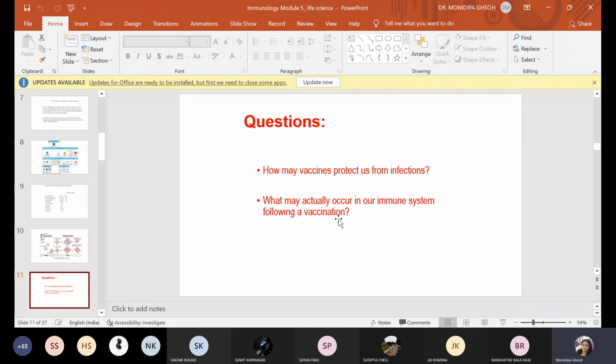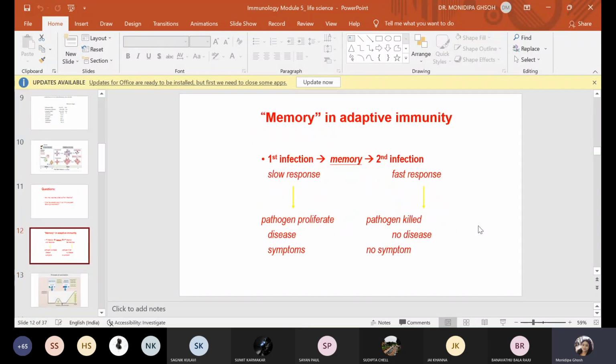And the next question is, what may actually occur in our immune system following vaccination? Now, in the course of vaccination, the memory in the adaptive immune response is formed. In the first infection, whenever you have got the first vaccine dose, the response is slow because of the time needed to respond and the cell participation. It takes some time, and the response is quite slow. 10-12 days may be needed to give you the full protection.